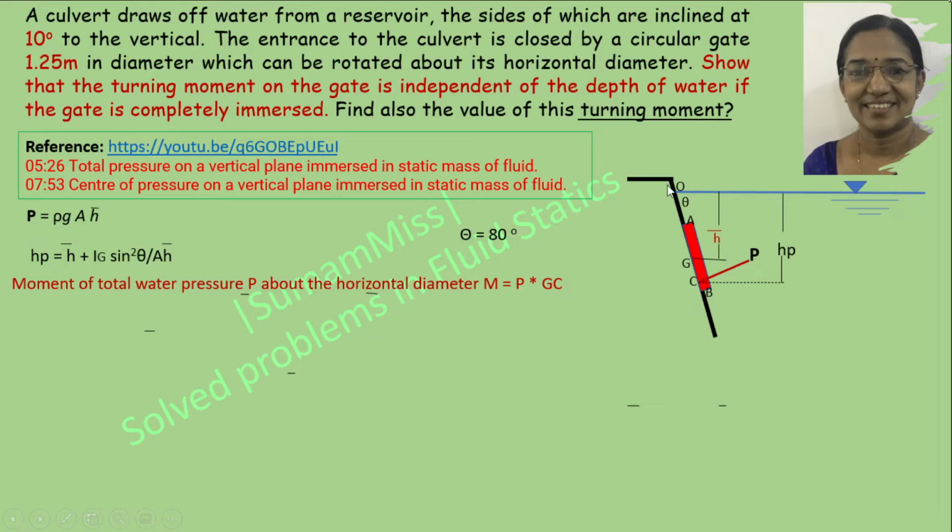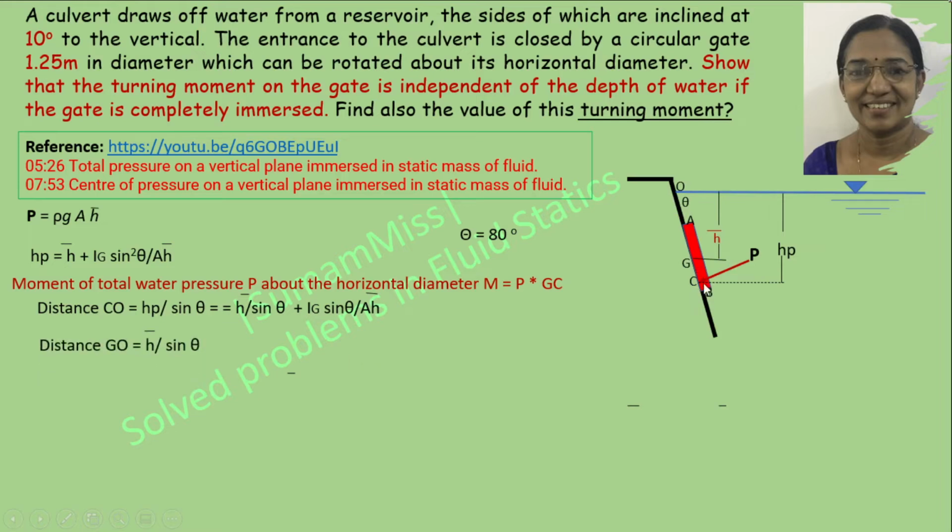So CO is equal to hP by sine theta. What is hP? hP is the center of pressure, which is equal to h bar plus Ig sine square theta by A h bar. So if you substitute for hP, the distance CO can be written as h bar by sine theta plus Ig sine theta by A h bar. Similarly, the position of G is at a distance of h bar from the free surface. So GO is equal to h bar divided by sine theta.